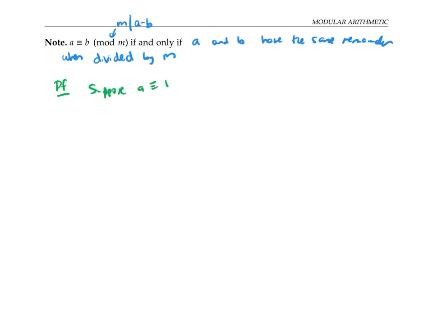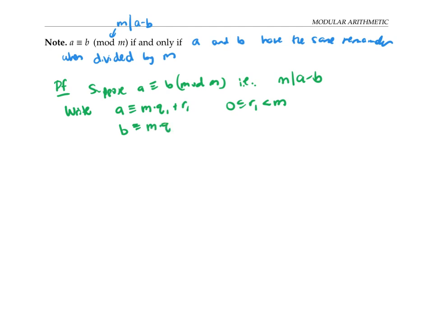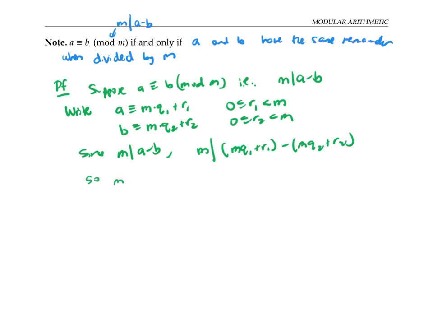Suppose that a is congruent to b mod m, i.e., m divides a minus b. Let's use the division algorithm to write a as m times some quotient plus some remainder, where the remainder is between 0 and m. We can also write b as m times a quotient plus a remainder. Since m divides a minus b, m must divide mq1 plus r1 minus mq2 plus r2. Rewriting, we have that m divides m times q1 minus q2 plus r1 minus r2.